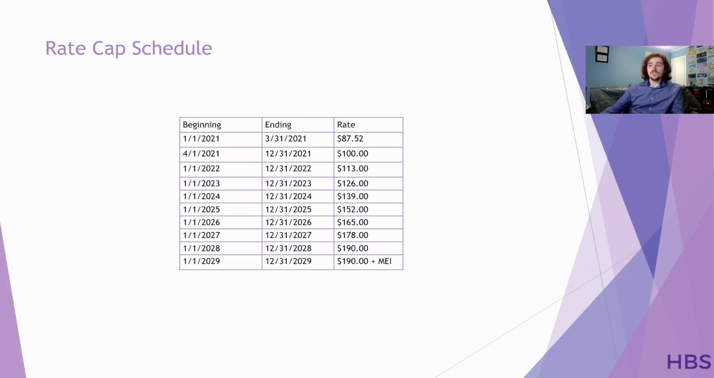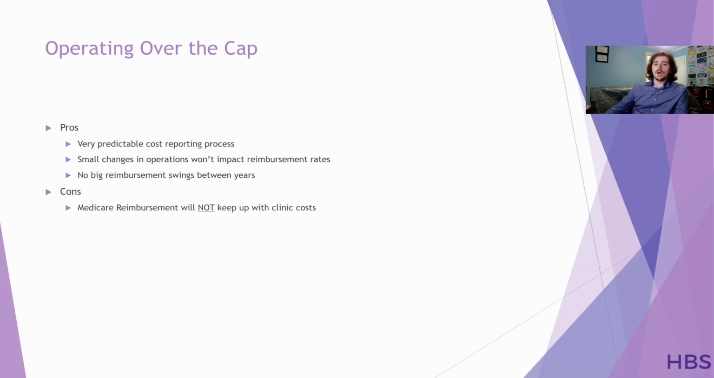And then, as you can see here, now the cap is scheduled to increase by $13 every single year until 2028. So basically, what this means is that clinics that have been in the program for a while, who had been operating well over the cap for years, are going to be operating under the cap in just a few years' time. So, in talking about operating over the cap and operating under the cap, we're going to take a look at what both of those situations look like.